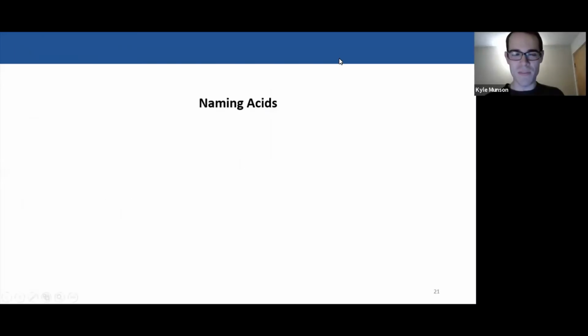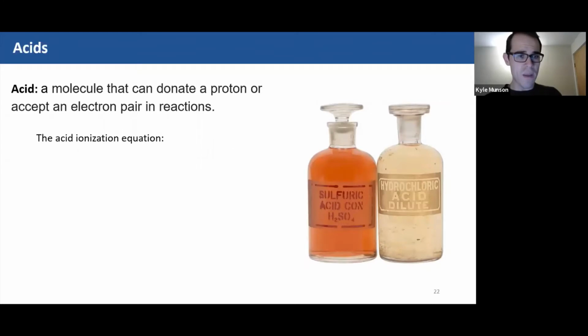This is our last section for section 6, where we're going to be talking about naming acids. I believe this is section 6.8 in your textbook. Before we do that, we need to define what an acid is. An acid is a molecule that can donate a proton or accept an electron pair in reactions.